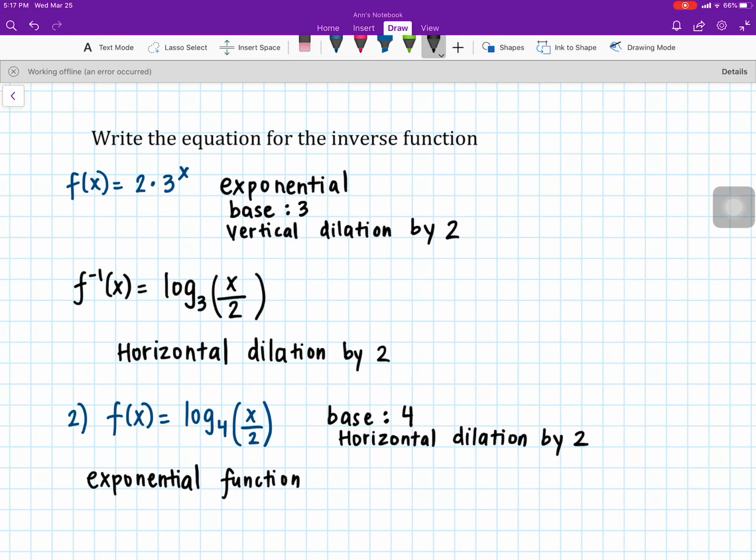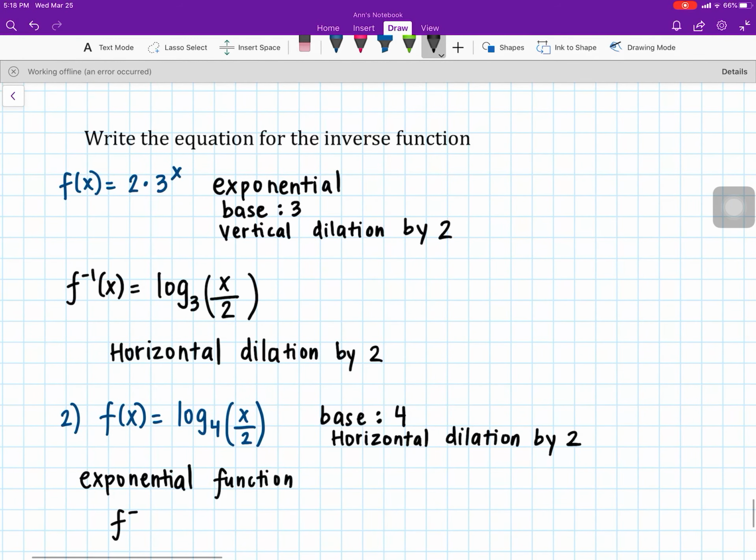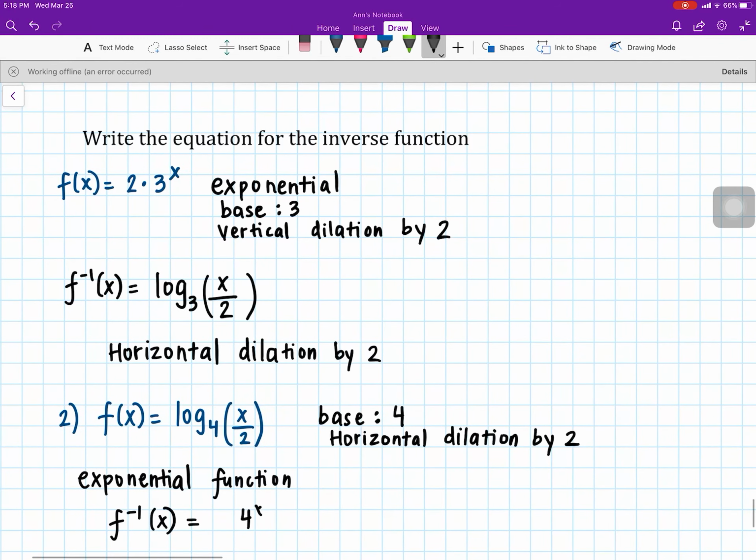Now to write the exponential function, you're going to write f to the negative 1 of x because that's the inverse of it. Now what is your base? Your base is 4, so we know it's 4 to the x. Now in the log function, we know it's a horizontal dilation by 2, so in the exponential function, what is the effect of it? Do the opposite. Instead of horizontal, it will be vertical.